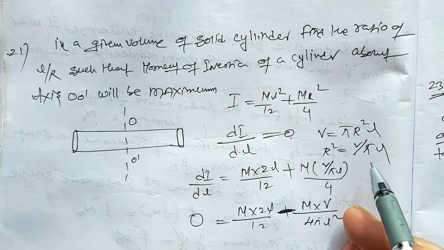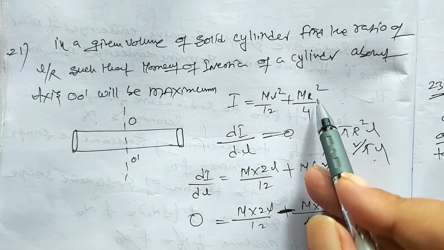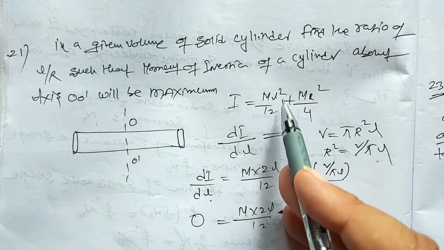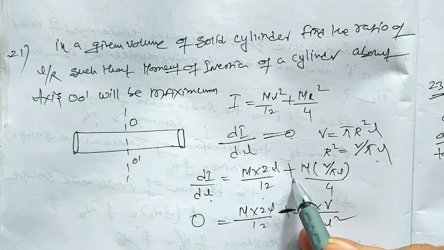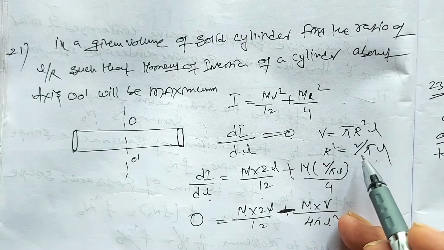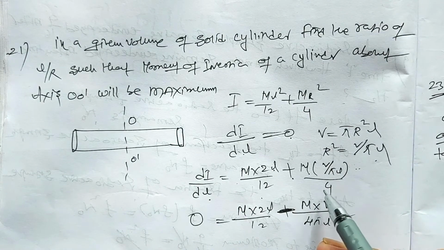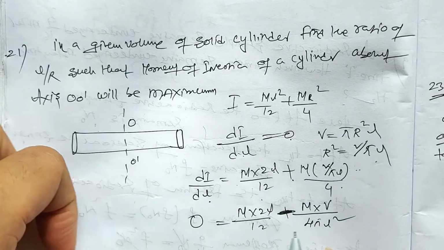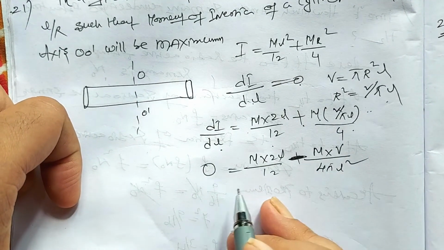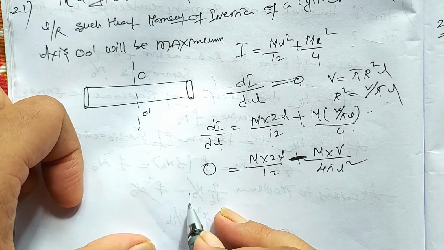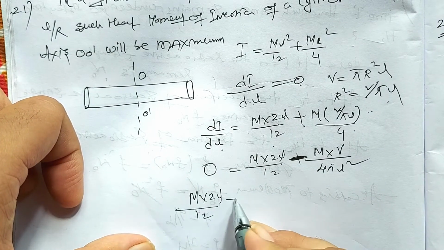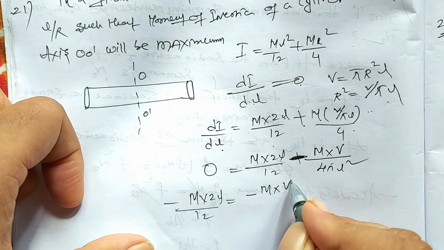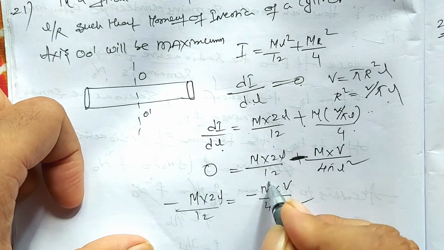We know that V is equal to pi r square L, volume of the cylinder. R square is equal to V by pi L. Substitute this value in this equation. So dI by dL is equal to m into derivative of L square, 2L by 12, plus m into R square, which is V by pi L, divided by 4. What is the derivative of 1 by L? Minus 1 by L square. So here m into 2L by 12 is equal to minus m into V by 4 pi L square. Get cancelled.